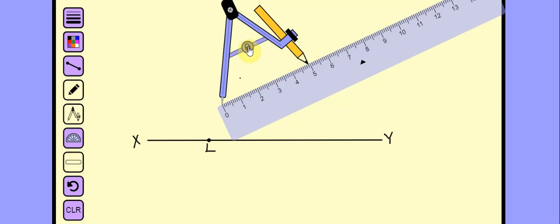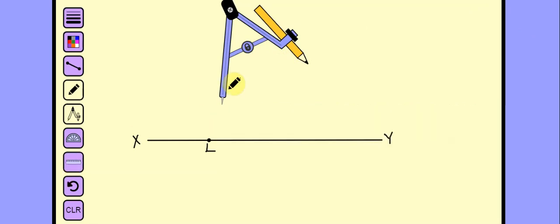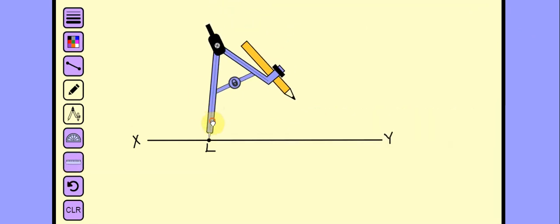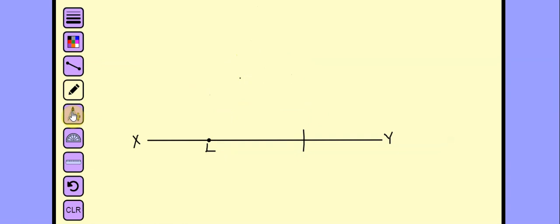Alright, so there is my compass separation of 4.9 centimeters. So placing the needle at L, we are going to scribe an arc to cut the XY line. This point where the arc cuts the line will be our point M. So that's 4.9 centimeters.